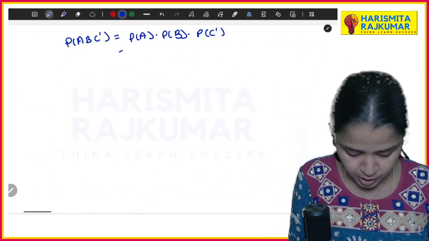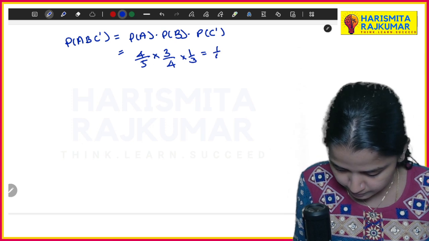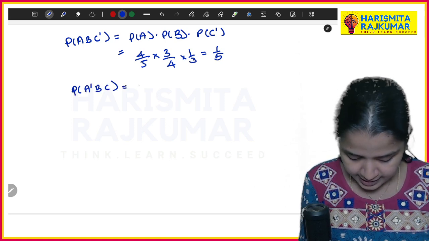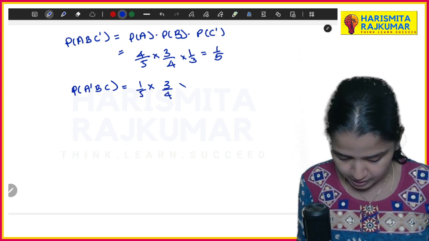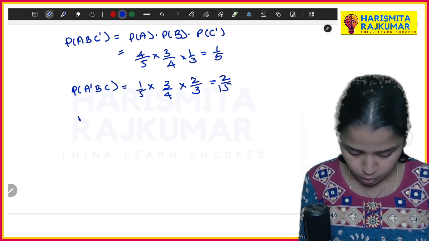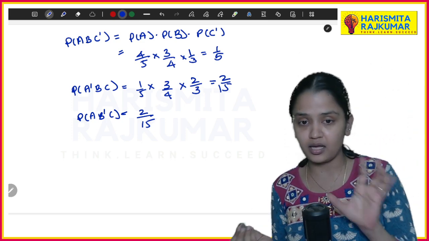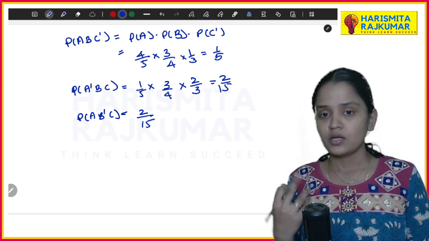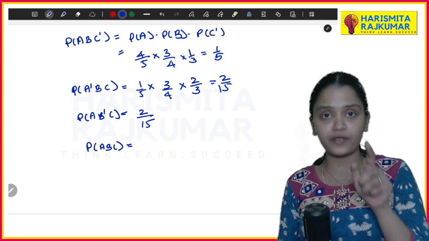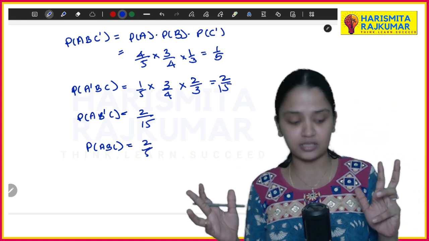So when I calculate this, I get 4 by 5 into 3 by 4 into 1 by 3, which is 1 by 5. Similarly, for A dash B C, it will be 1 by 5 into 3 by 4 into 2 by 3, which is 2 by 15. Similarly, for P of A B dash C, I get 2 by 15. I already explained the sum, so I'm just writing the answer directly. P of A B C is P of A into P of B into P of C, and if I multiply and cancel all the terms, I get 2 by 5.